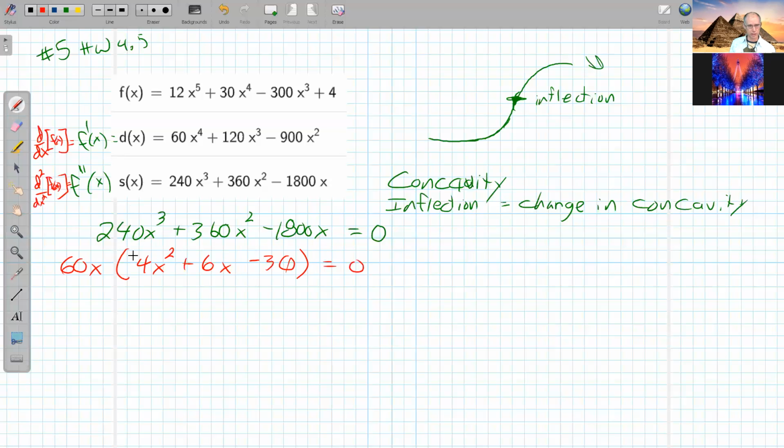And then it looks like I could have actually factored further. I could have pulled a 2 out also. So I could have factored actually 120x. Then I can divide all those by 2. So that gives me 2x squared plus 3x minus 15.